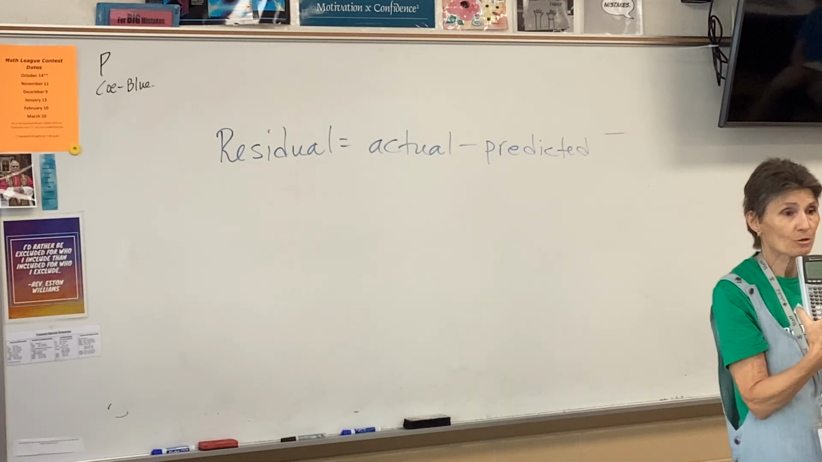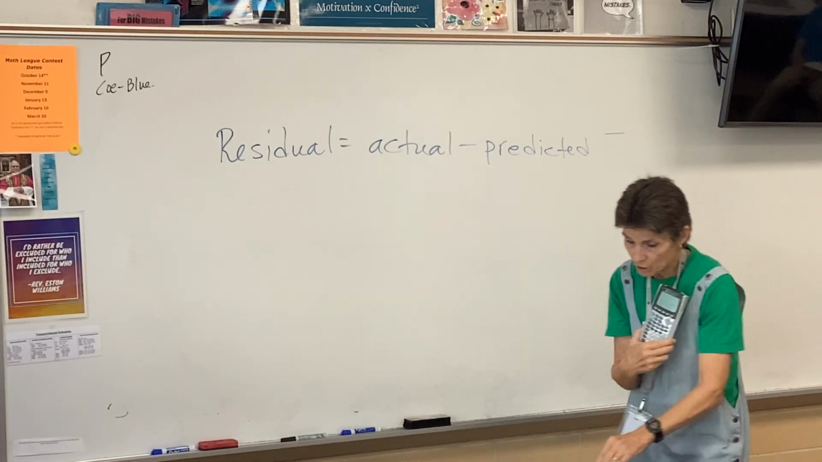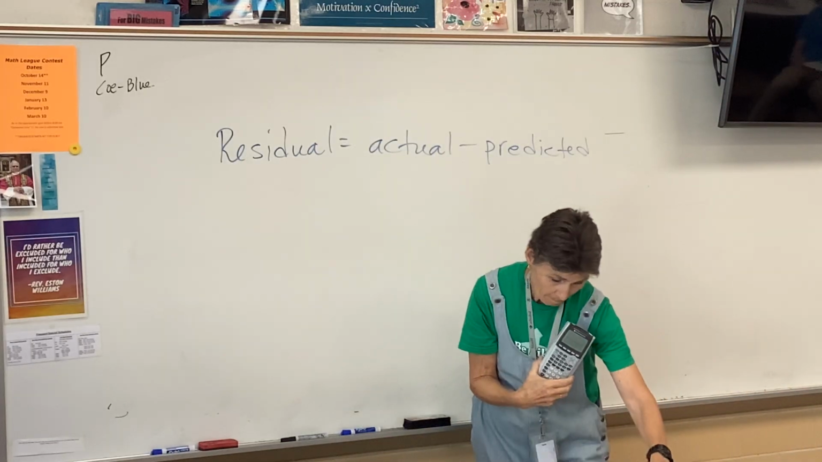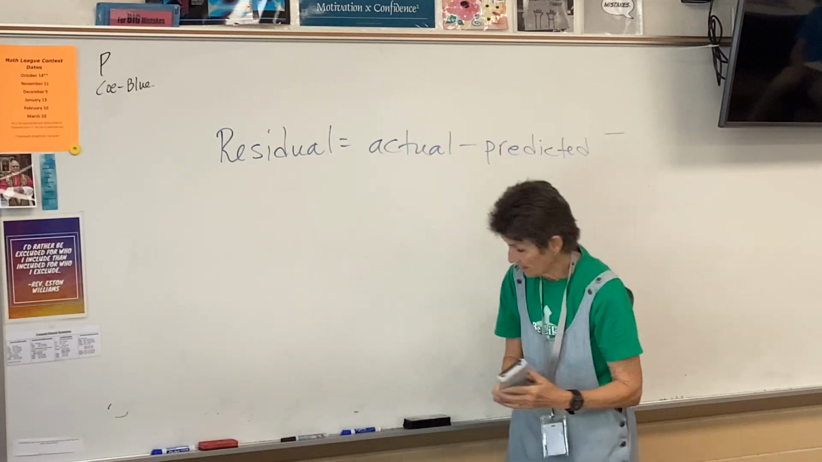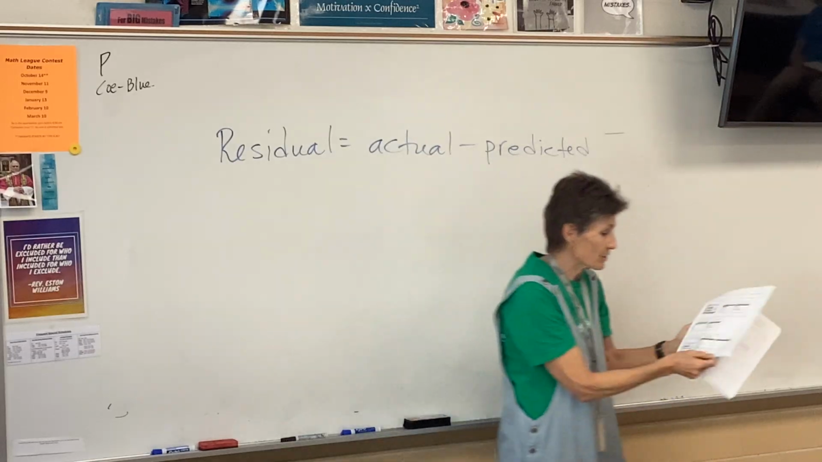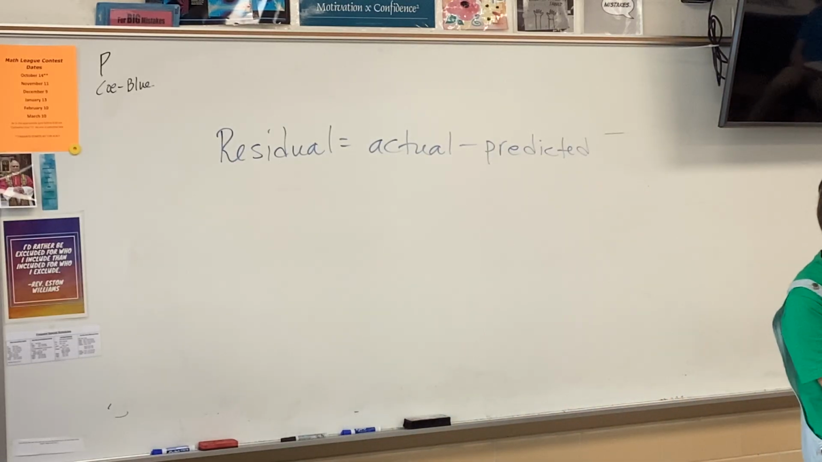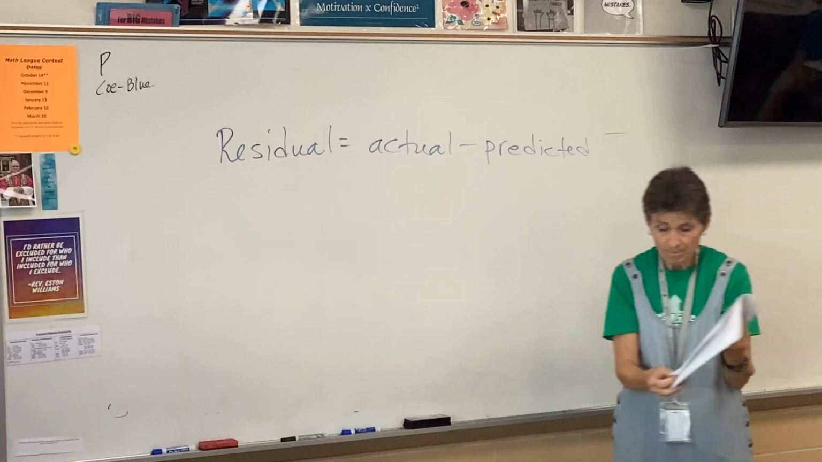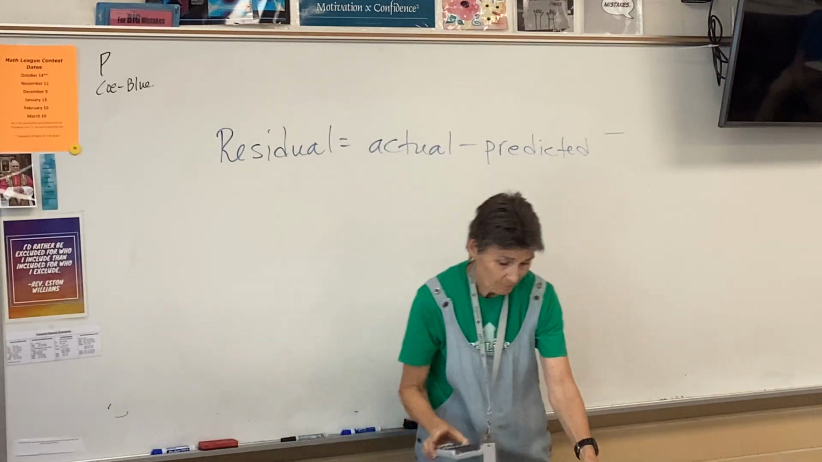Your calculator should give you a residual plot. On the other side of the paper, down at the bottom corner, it should look like what's on the last screen. Is that what yours looks like? Okay?